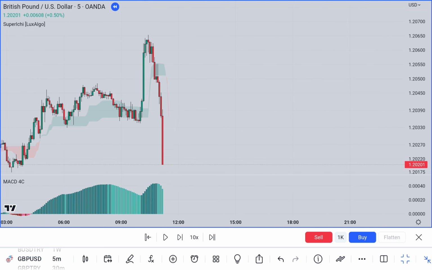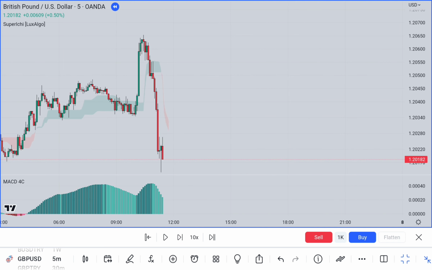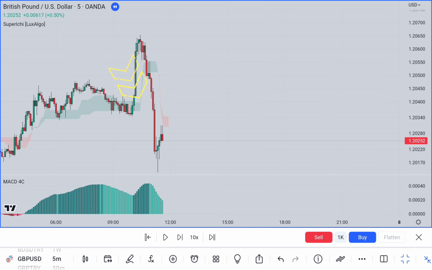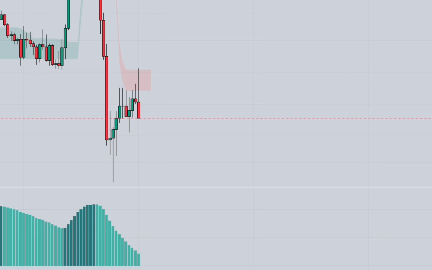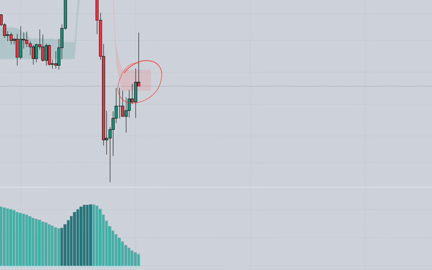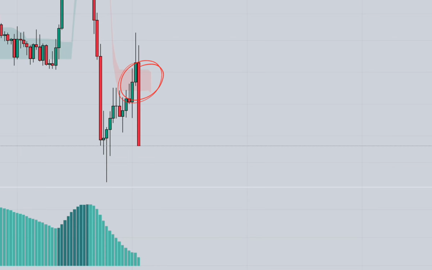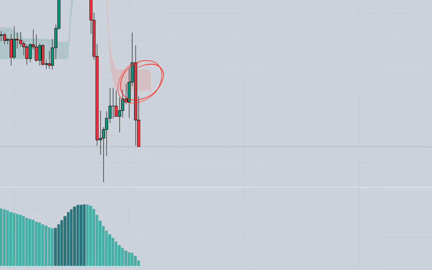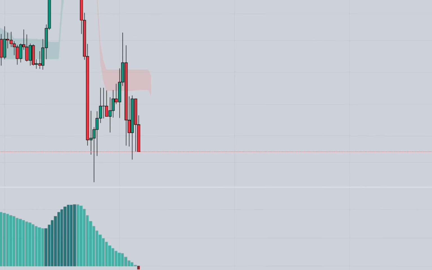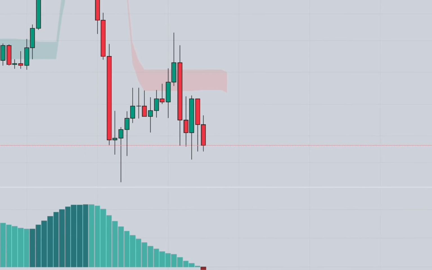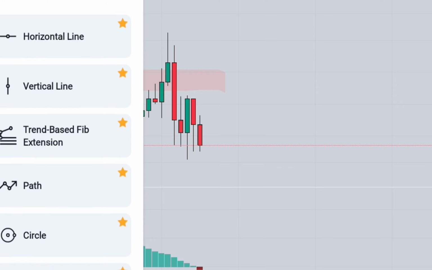First, let's learn an example of a short position. Rule 1. The price should be trading below the SuperIchi clouds. Rule 2. A green candlestick must close inside the red cloud first, followed by a red candlestick closing below the cloud. Rule 3. The MACD indicator should cross below the zero line and show a red bar. When all conditions are met, a short position can be opened.